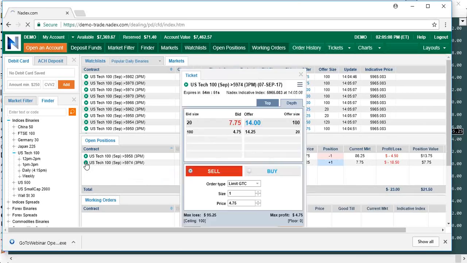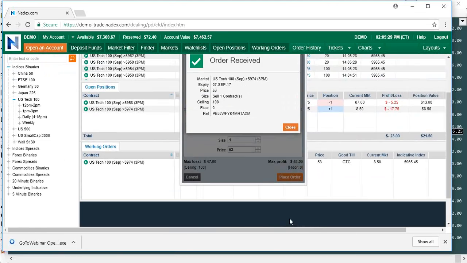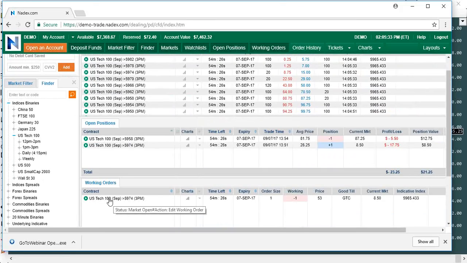So I click it. It opens it up, saying sell, and it already has a sell price in there, which is the current sell price when I open the ticket. But I don't want to sell it for that, do I? I want to sell it for what? Delete, delete, delete, 53. Place order. Where did that order go? It's in working orders. Saying what? Sell me it when I get to 53.